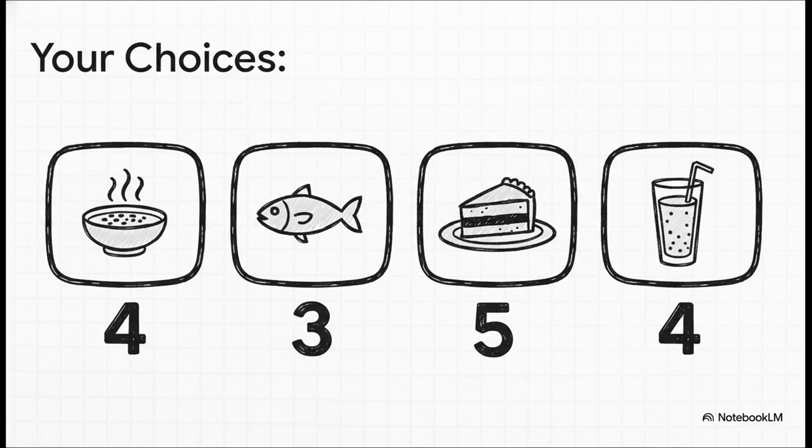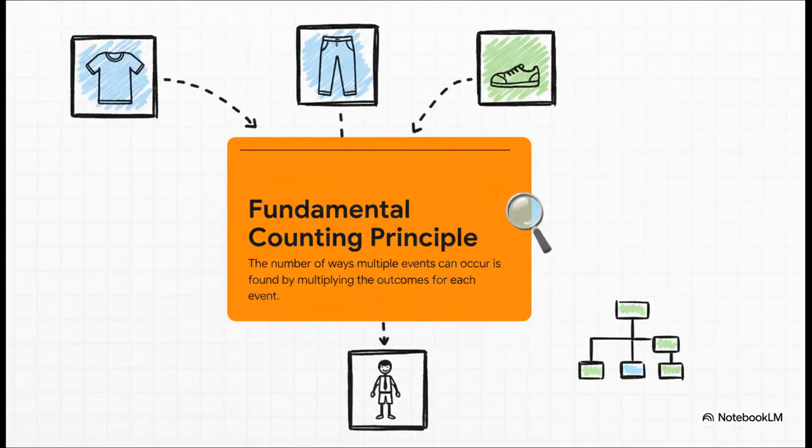Now, you could sit there with a pen and paper and try to write down every single combination, but who has that kind of time? There has to be a better way. And that better way has a kind of fancy name, the fundamental counting principle. Now, the definition sounds a little dry, I know. A method to determine possibilities by multiplying outcomes.